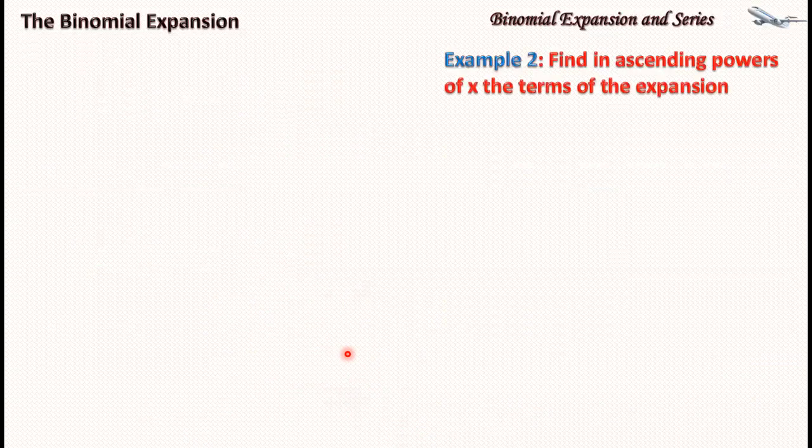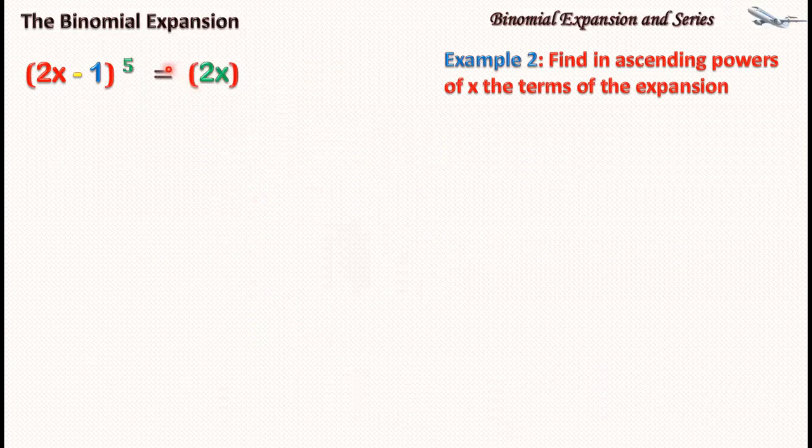Another example, find in ascending powers of x the terms of this expansion. They want us to give the answer in ascending powers of x. So this will be equal to 2x. The first term is 2x, to the power 5, recall. What's the next one? Know that this is n, that is 5 combination 0. So that's just equal to 1. And then now we have 2x to the power 5 times minus 1 to the power 0. Minus 1 to the power 0 is just 1.